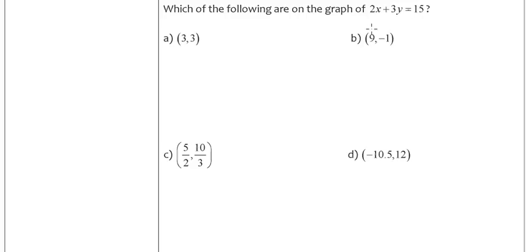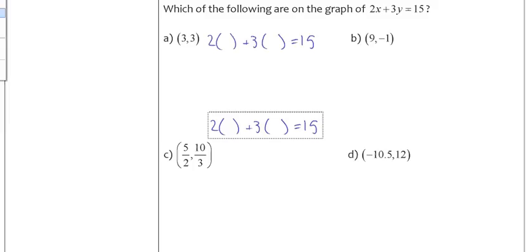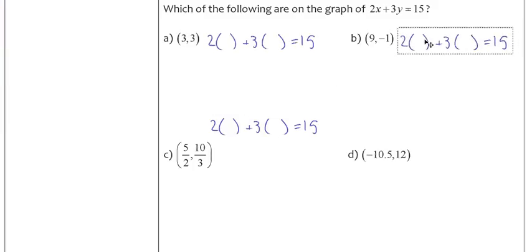So what we're going to do here is take our equation of 2x plus 3y equals 15, and plug in our different x and y values. So 2 times something, plus 3 times something equals 15. Let me take a second just to copy and paste that, because we're going to use this form all 4 times. So copy, paste. All right, so we'll use that over here.